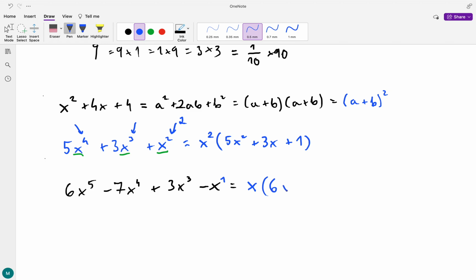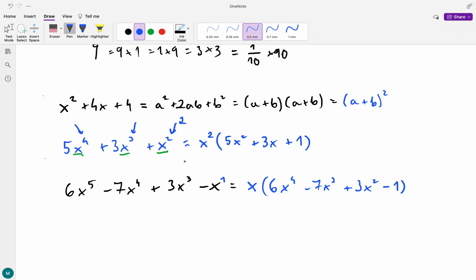And we're gonna end up with 6x to the power of 4 minus 7x to the power of 3 plus 3x squared. And then negative x divided by x is simply negative 1. And you might be asking yourself, why do we need to take out the x of this expression? Why do we need to take out x squared out of this expression?